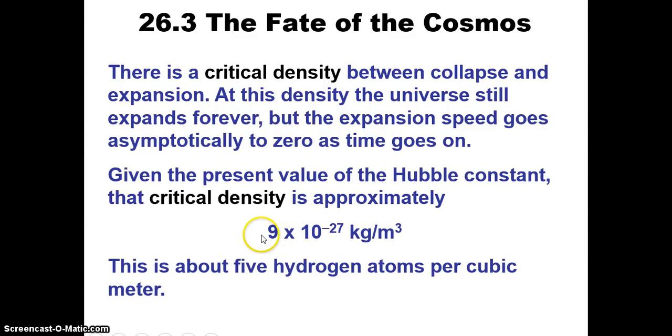All right, so this critical density, which comes from the modern value of the Hubble constant and in Einstein's equations, turns out to be about 9 times 10 to the minus 27th kilograms per cubic meter, and that amount is roughly about 5 hydrogen atoms per cubic meter. So that's essentially how much matter is necessary to collapse the universe back in on itself. That's called the critical density.